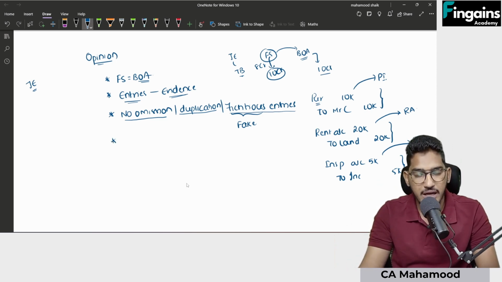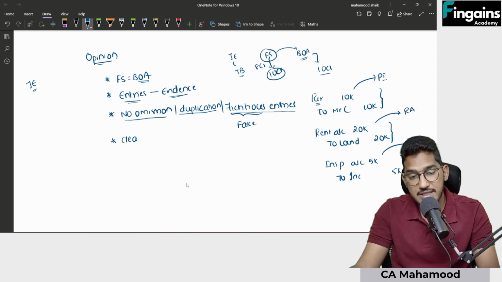Similarly, I need to check that whatever information is getting conveyed in the financial statements should be clear and unambiguous.